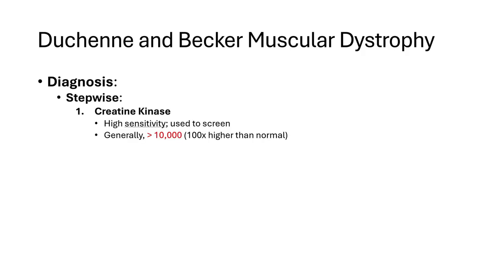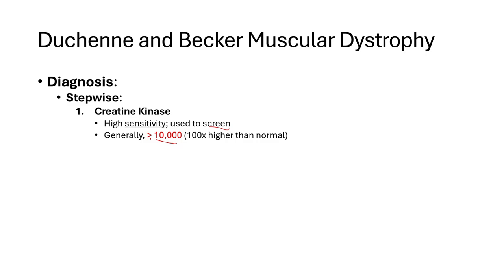Well, it's stepwise. The first step is always to get creatine kinase. This is an enzyme that we look at, due to breakdown of muscle tissue. Now, this is a very highly sensitive exam and is used to screen for patients. If this comes back negative, we can almost rule out these muscular dystrophies. Generally, this will be 10 to 100 times higher than normal. We expect a value above 10,000, where your normal is almost 100.